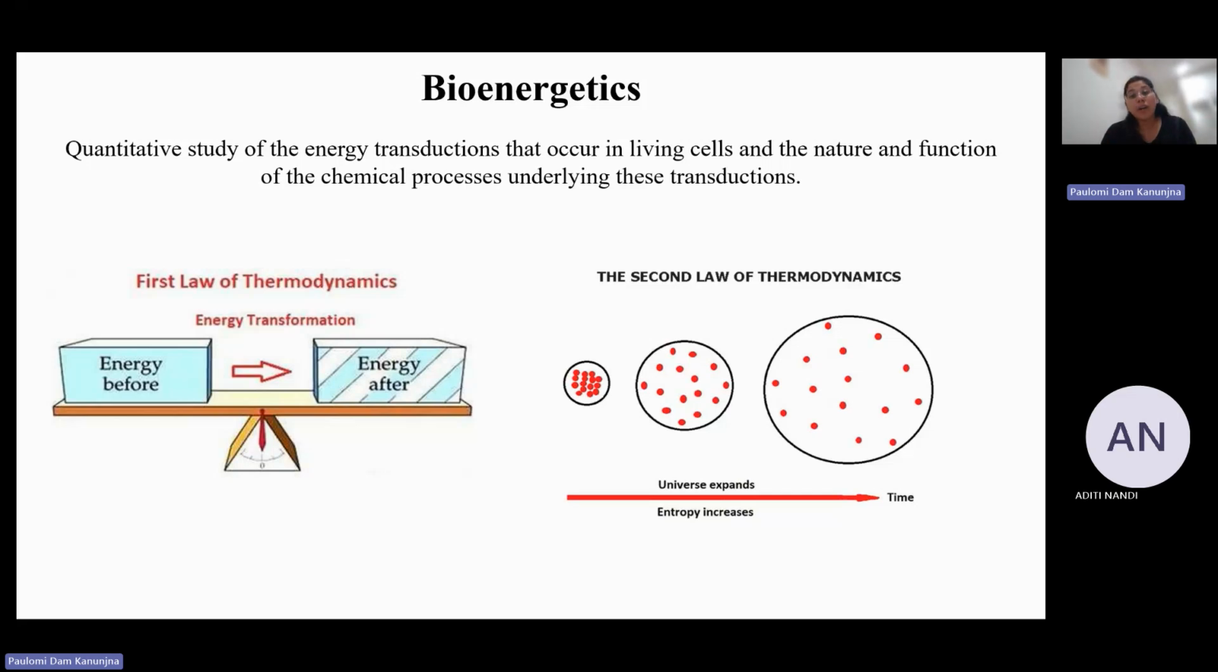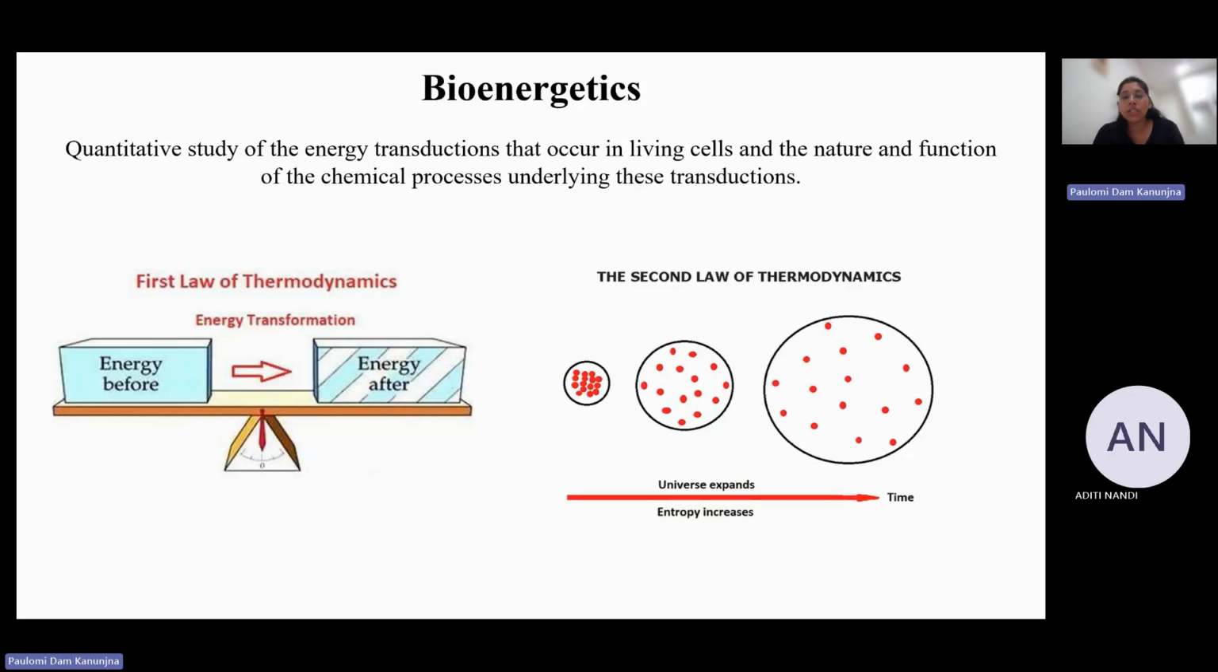By quantification we mean how much of this energy transduction is taking place, in terms of their energetic expense, and what is the nature and function of the chemical processes which underlie these transductions, right? Like any other system, in biological systems energetics also follows the two laws of thermodynamics. The first law says that energy is constant, neither created nor destroyed, but only transferred from one form to another.